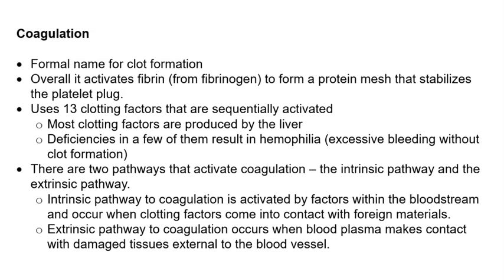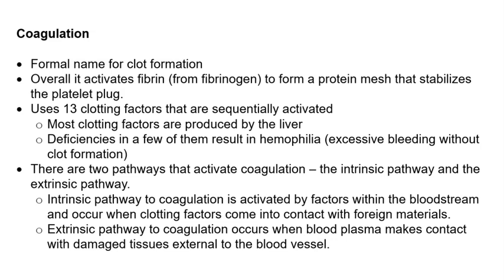So if a person has deficiencies in a few of the clotting factors in the cascade, that results in a condition called hemophilia, where a person will bleed excessively due to blood clots not being correctly formed. Overall, there are 2 pathways that lead to the creation of the fibrin mesh: the intrinsic pathway and the extrinsic pathway.